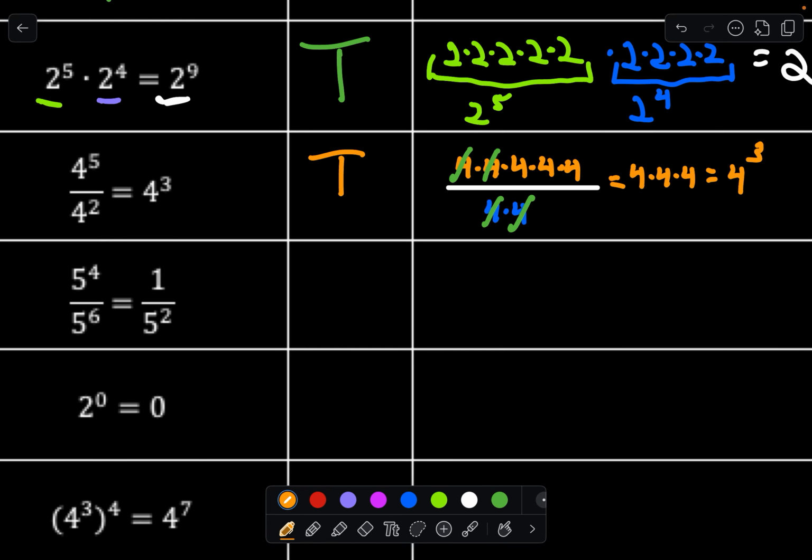So 5 to the 4th is 5 times 5 times 5 times 5. 1, 2, 3, 4. And then 5 to the 6th is going to be 5 times 5 times 5 times 5 times 5. 1, 2, 3, 4, 5 times 5. And again, we can make the same argument.